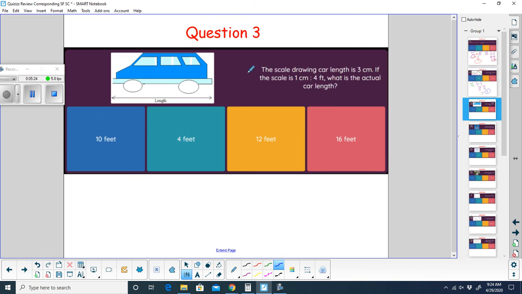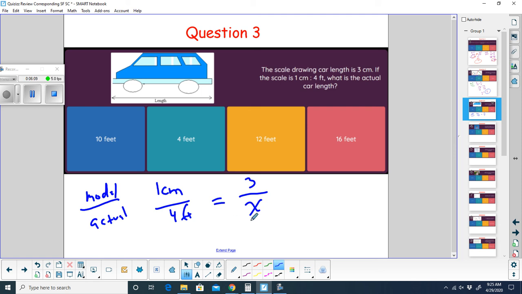Scale drawing of a car length is 3 centimeters. If the scale is 1 centimeter to 4 feet, what is the actual car length? So we have model or drawing, but I'll call it model, to actual. Okay. We know that in the model, 1 centimeter corresponds with 4 feet in the actual, right? And we know that in the drawing, in the model, it's 3 centimeters, and we want to know what is the actual. So I'll use X, I'll be lazy.